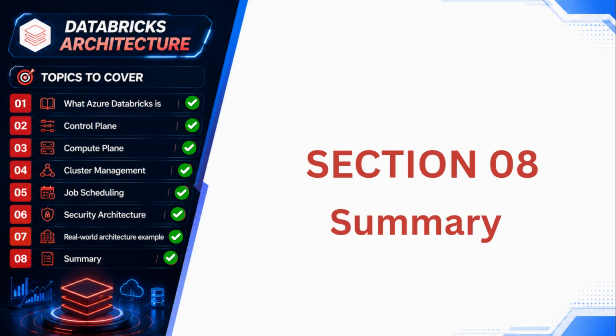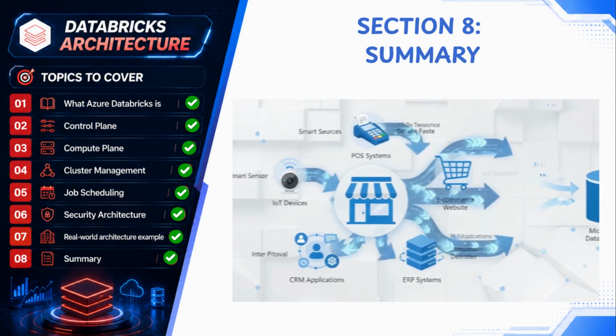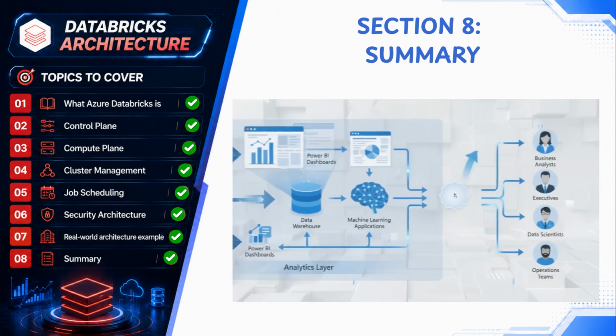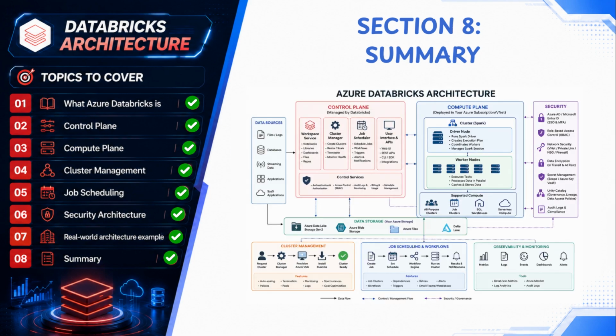Let's quickly recap. Azure Databricks architecture consists of two major layers, the control plane and the compute plane. The control plane manages workspace, notebooks, cluster management, job scheduling, and authentication. The compute plane executes Spark jobs, machine learning workloads, and data processing tasks. Clusters are automatically provisioned and scaled. Jobs can be scheduled and orchestrated. Security is enforced through identity management, network isolation, encryption, and governance features like Unity Catalog. Understanding this architecture is essential for anyone working with modern data engineering and analytics solutions on Azure.